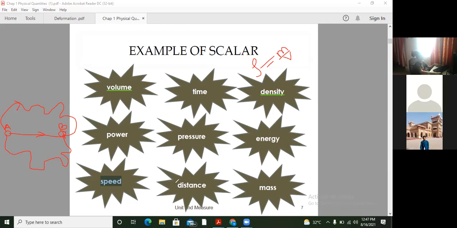So distance is a scalar quantity. Suppose I have covered here a 2 kilometer distance. Similarly, I have covered here a 5 kilometer distance.